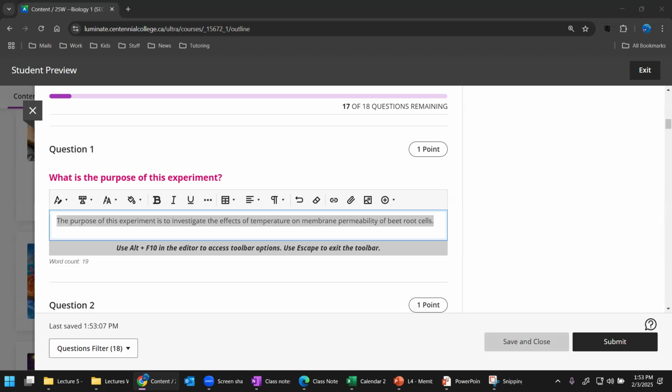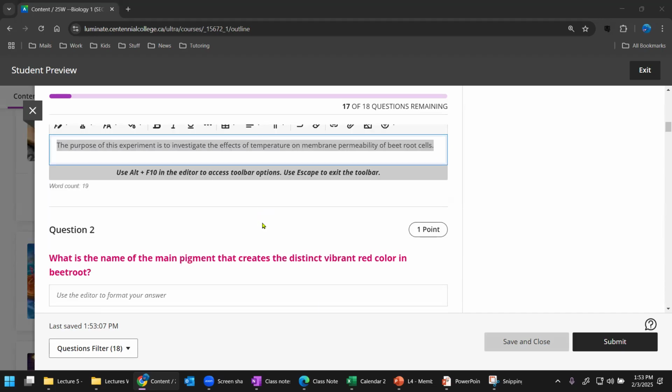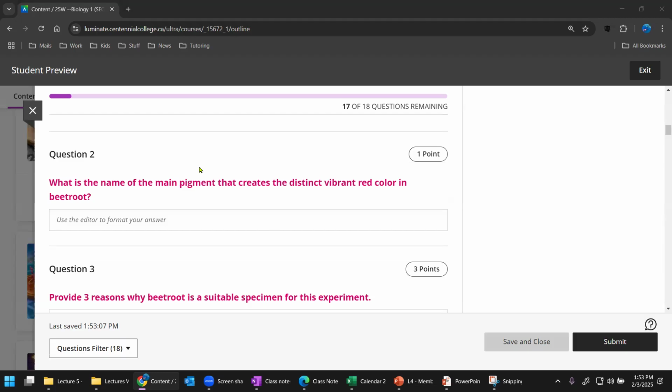Don't write me a novel, guys. All right, it's just one point. Answer the question and move on to the next one. And what is the name of the main pigment that creates the distinct vibrant red color in the beetroot?